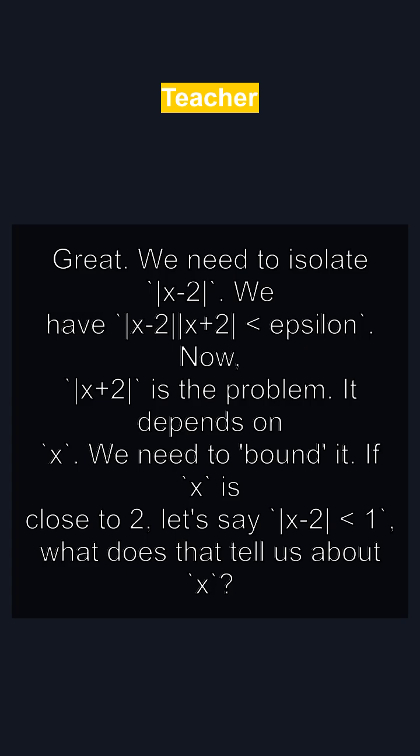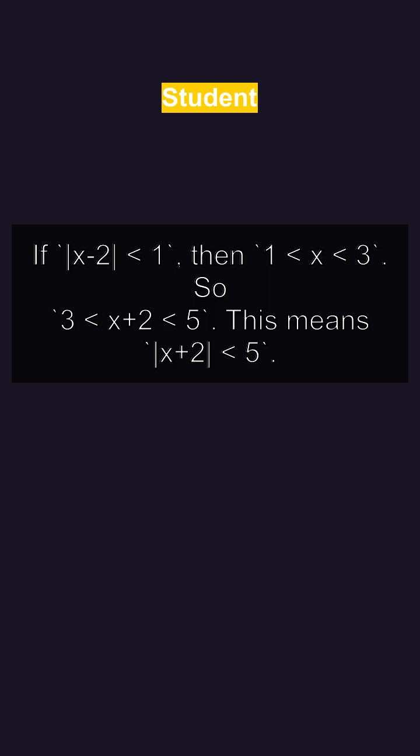Great. We need to isolate |x - 2|. We have |x - 2||x + 2| < epsilon. Now, |x + 2| is the problem. It depends on x. We need to bound it. If x is close to 2, let's say |x - 2| < 1, what does that tell us about x? If |x - 2| < 1, then 1 < x < 3. So 3 < x + 2 < 5. This means |x + 2| < 5.